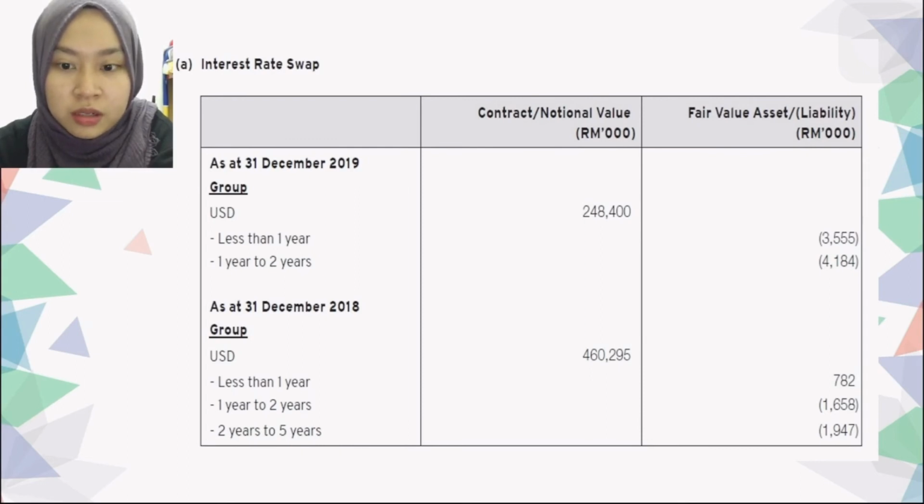For less than 1 year, the fair value asset or liability amount is 3,555. For 1 to 2 years, the amount is 4,184. As at 31st December 2018, the USD contract value is 460,295, and the fair value asset and liability for less than 1 year is 782, 1 to 2 years 1,658, 2 to 5 years 1,947.